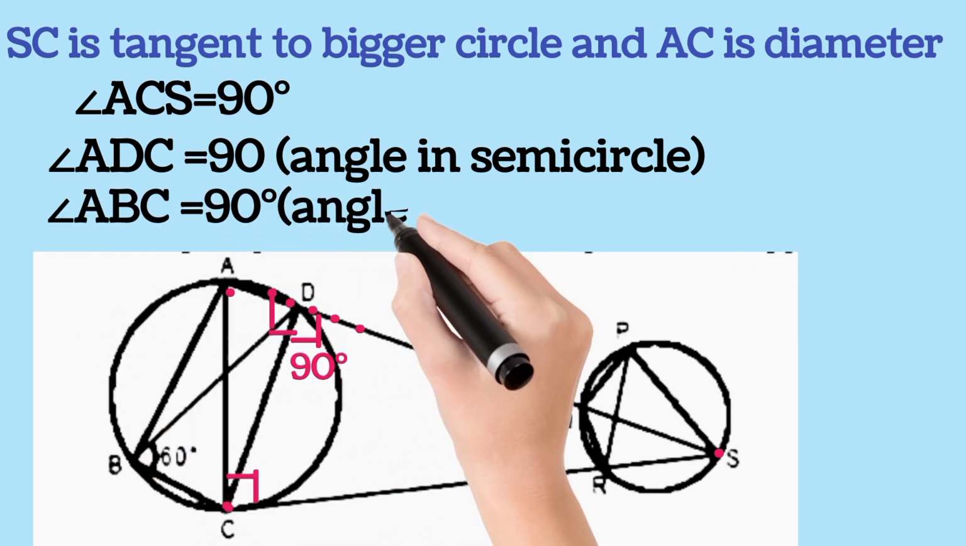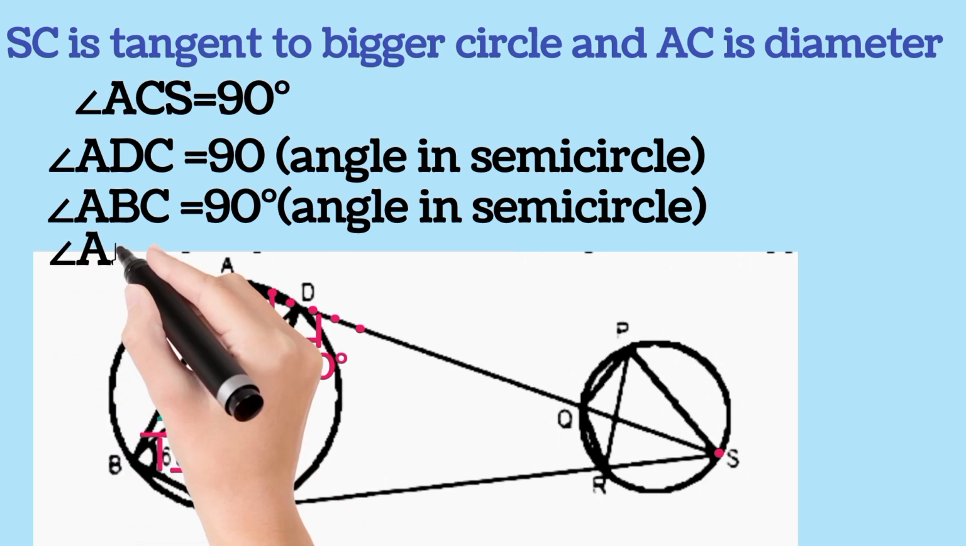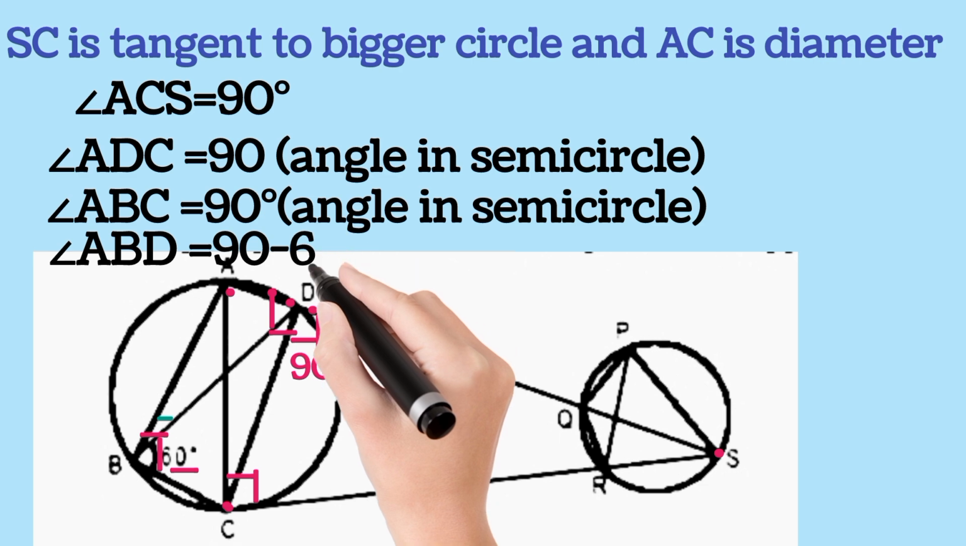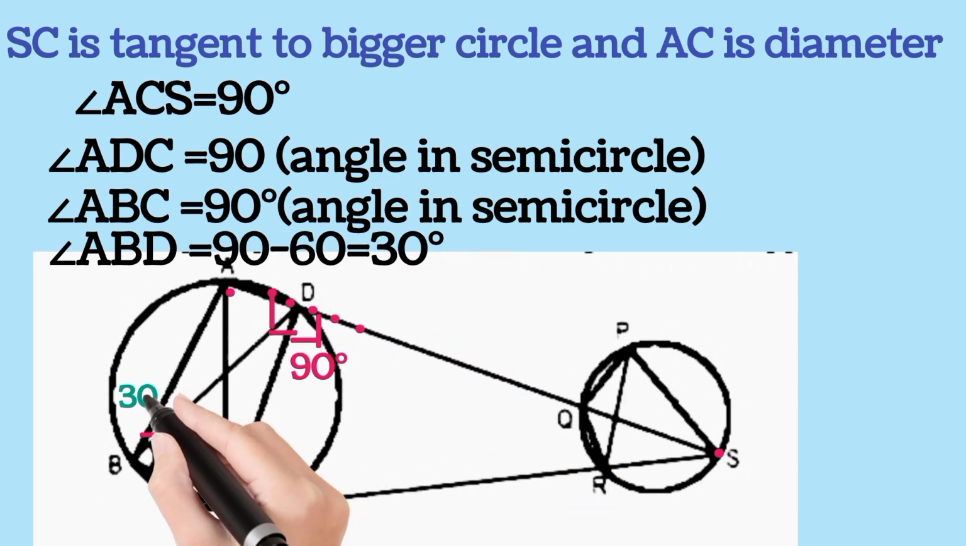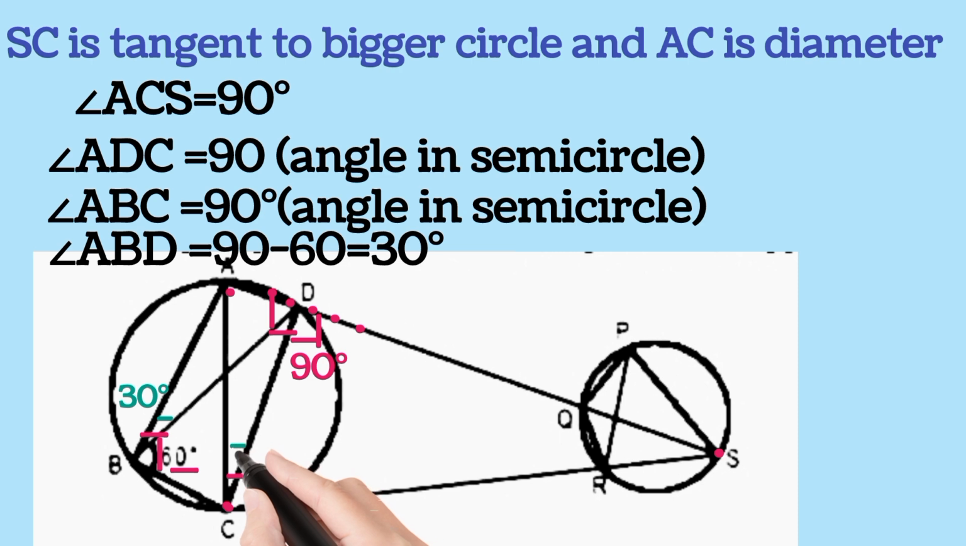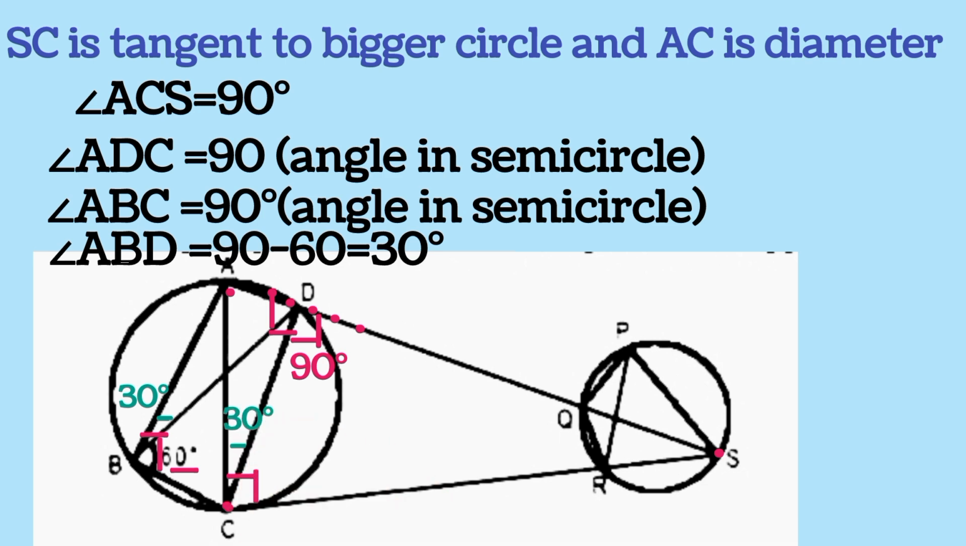Now angle ABC, that is this angle, will also be 90 degrees as AC is diameter, this is 60, so the remaining angle ABD will be equal to 90 minus 60, that is 30 degrees, so this angle is 30 degrees. Now this angle and this angle both are in the same segment of the circle, so this angle will also be 30 degrees.